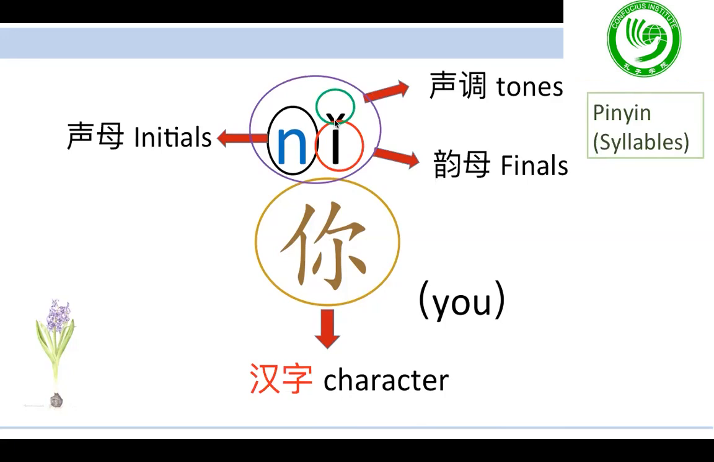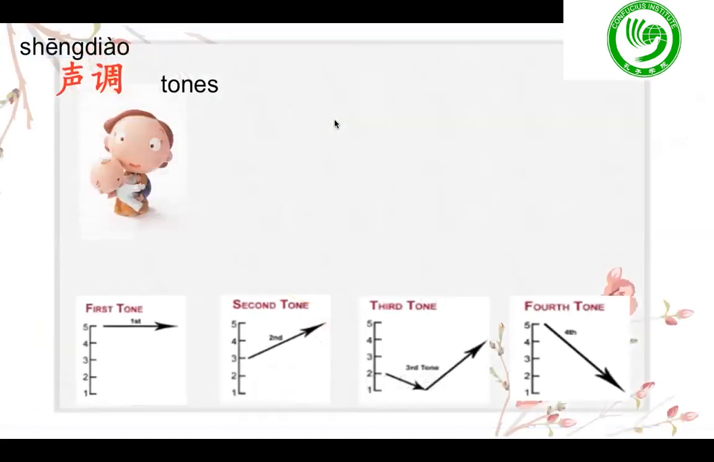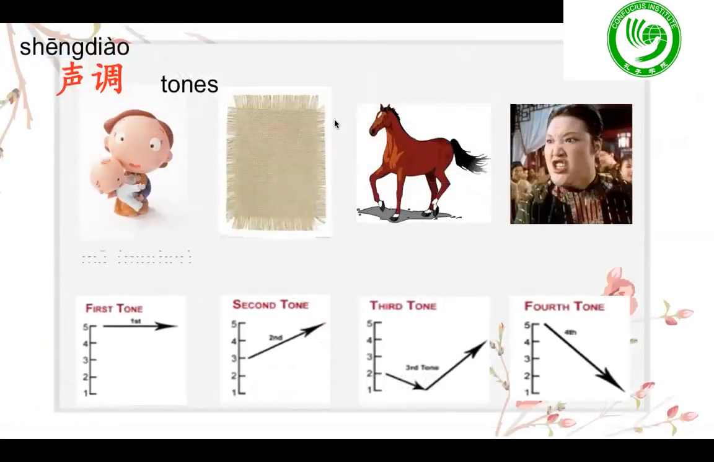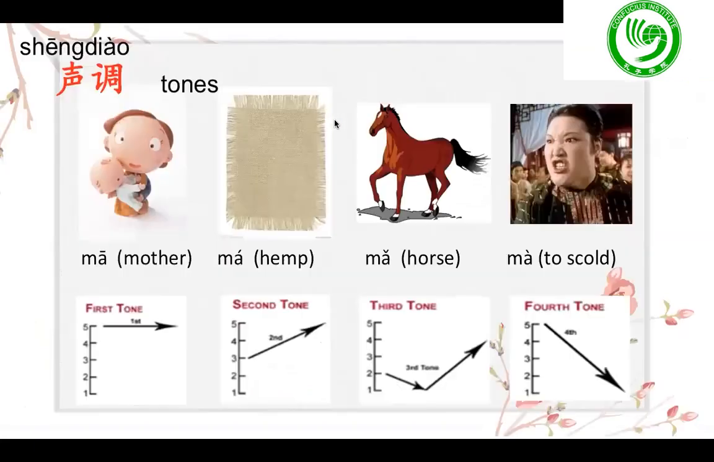Does English have any tones? No, but Chinese has tones. You should be very careful with the tones because different tones have different meanings. For example, this is the first tone. This is ma. The meaning is shown here. And this is the second tone. It is ma. The meaning is here.